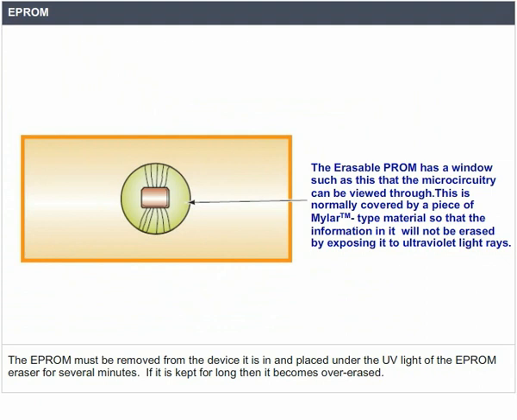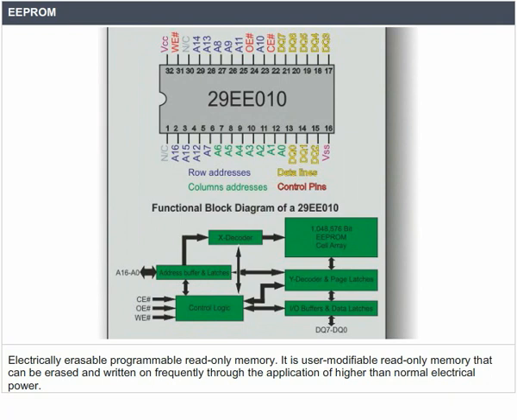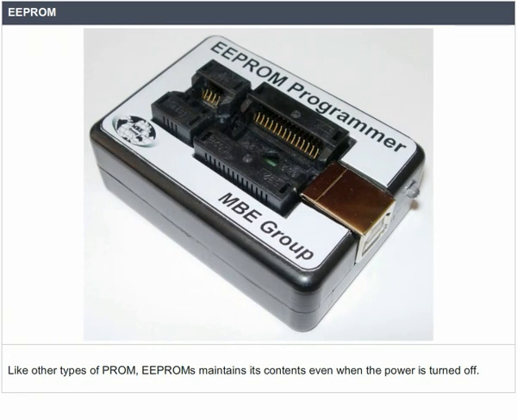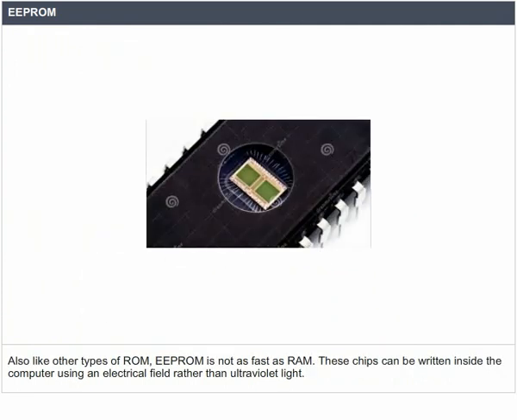EEPROM. Electrically erasable programmable read-only memory. It is user-modifiable read-only memory that can be erased and written on frequently through the application of higher than normal electrical power. Like other types of PROM, EEPROM maintains its contents even when the power is turned off. Also, like other types of ROM, EEPROM is not as fast as RAM. These chips can be written inside the computer using an electrical field rather than ultraviolet light.